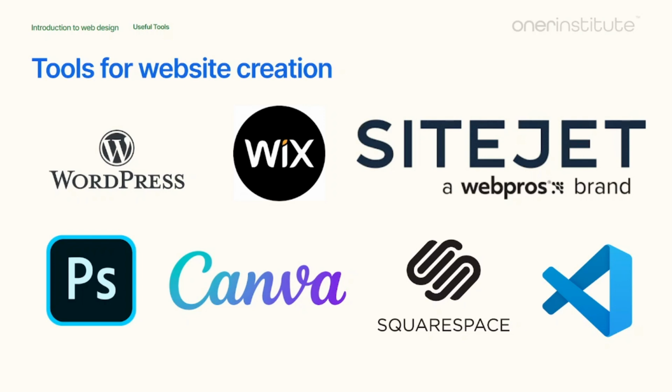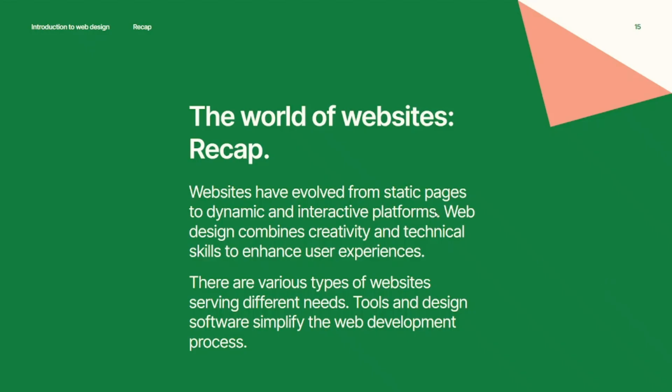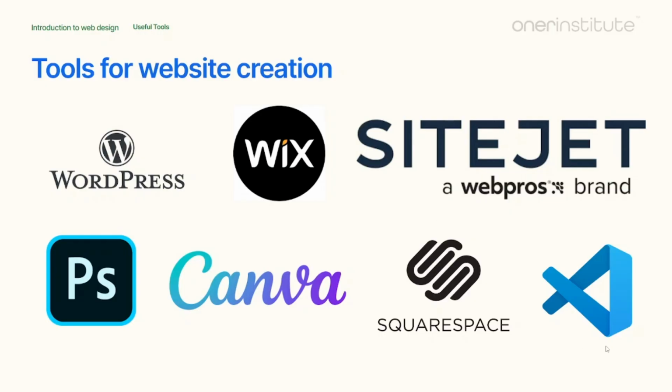WordPress was mostly used for blogs, but now you can create stores and websites. But the process is a little bit complicated at first. It kind of needs you to practice. We've got Wix, which is very easy to use. We've got SiteJet, super easy. Canva, super easy. Squarespace, super easy.